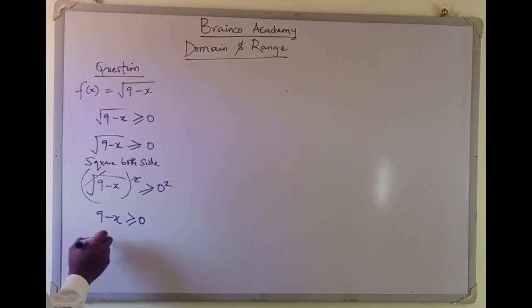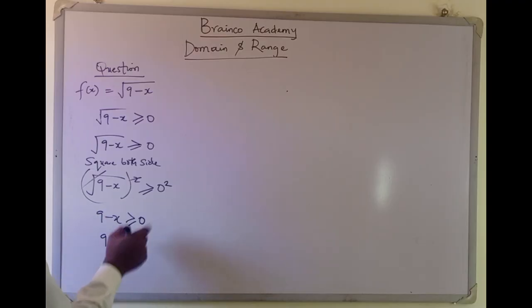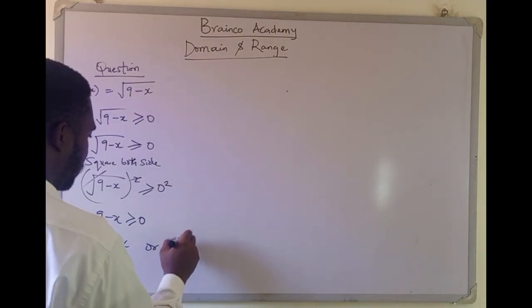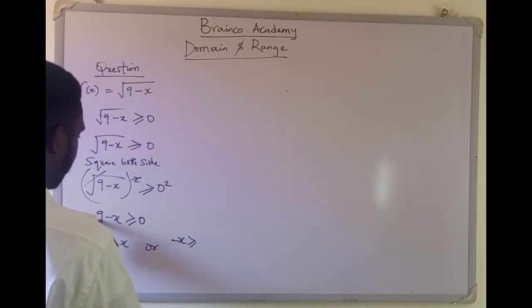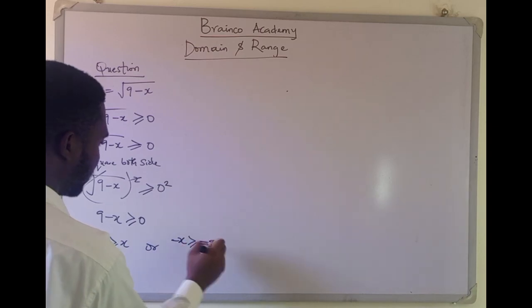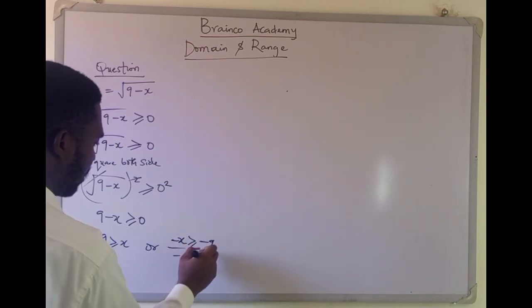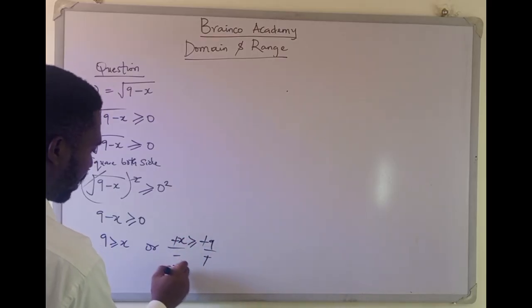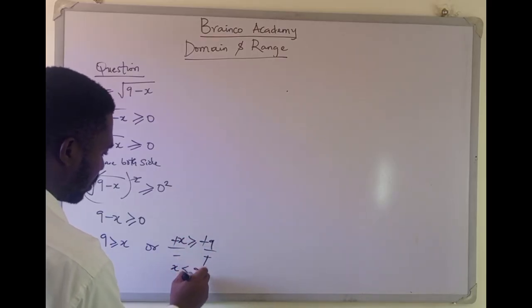We can move this x to the other side, or we can say minus x greater than or equal to minus 9. We move this 9 to the other side, it becomes a minus, and then when we divide both sides by a minus sign, this sign will change. So we have x less than or equal to 9.